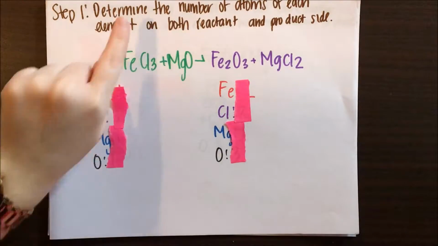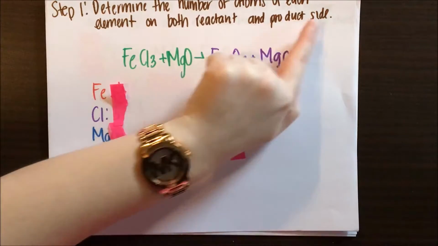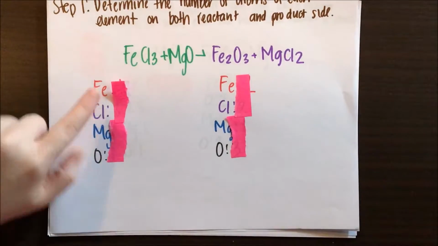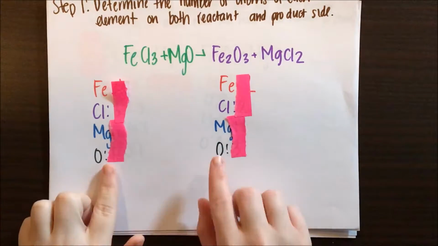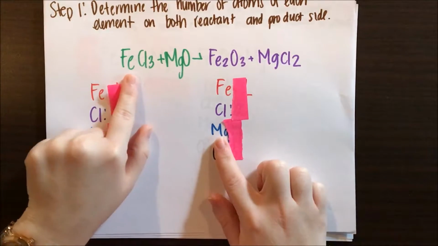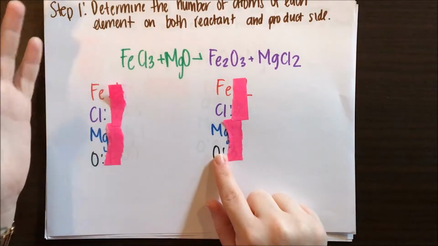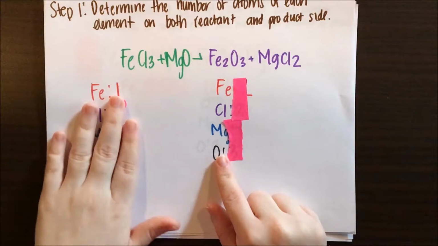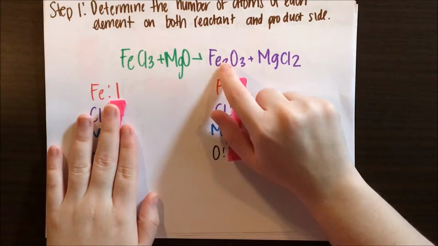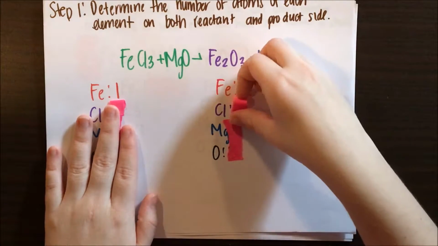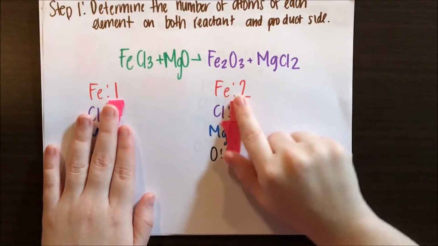The first step is to determine the number of atoms of each element on both the reactant and product side. I listed each element and I color coordinated so you know that they match. On the left side you have 1 iron and no coefficient, so you know that it's 1. On the right side you have 2 iron and no coefficient, so you know that it's 2 iron on the product side. So now you go on to chlorine.